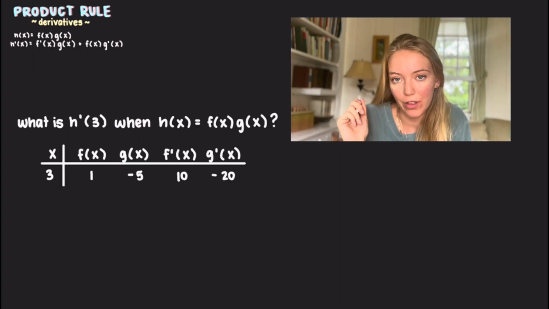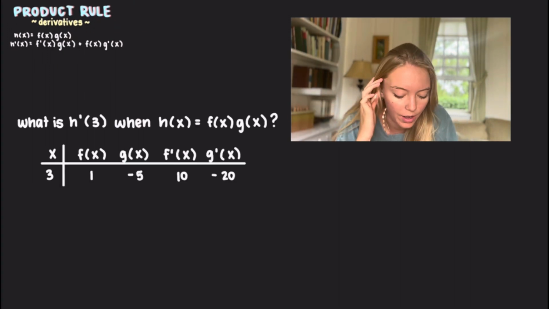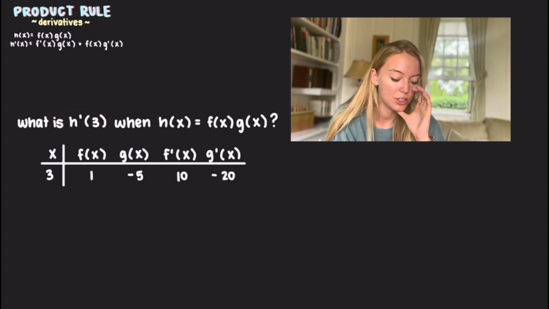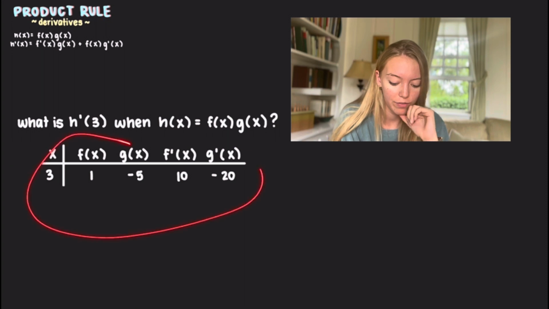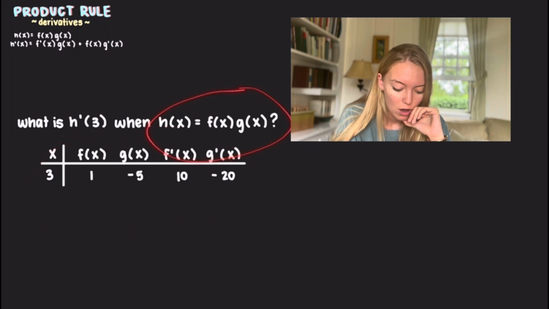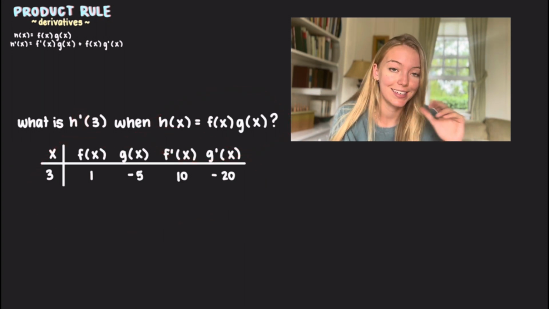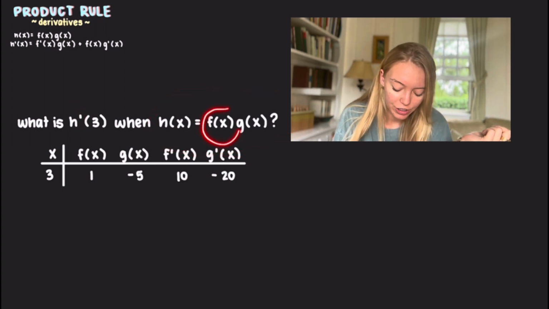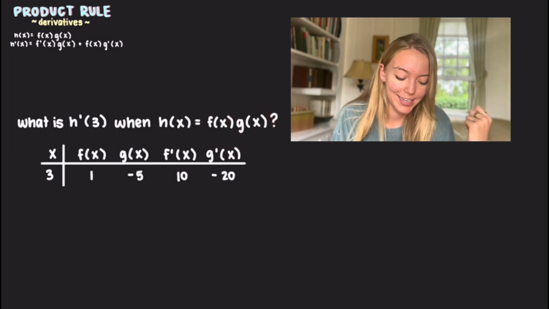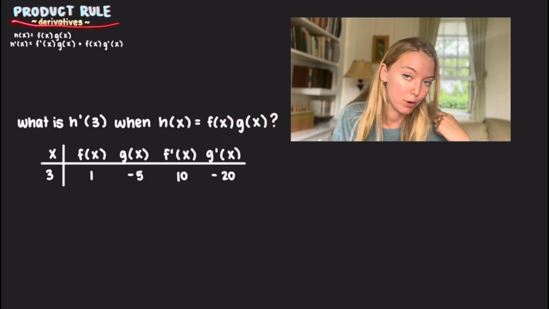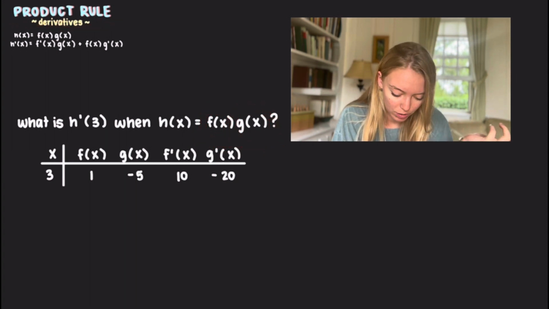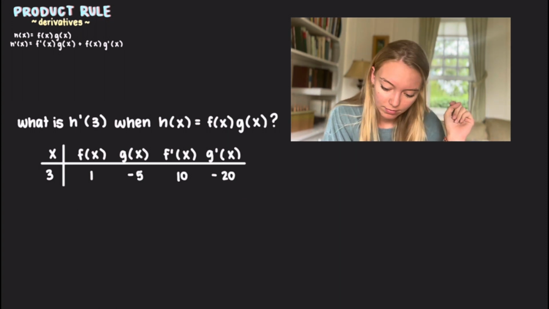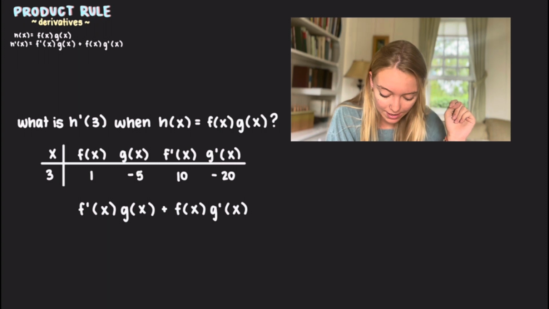I see this problem all the time on homework and sometimes on tests and quizzes. Basically, they're like, okay, what is h prime of 3 if you have all of these values and this is the function? Well, h prime, that means we need to take the derivative of h. So h is a function with two functions being multiplied together. So we know that we're going to have to use the product rule. So what's the product rule? We've been doing it this whole time. What's the product rule? Do you know it? Okay, so this is it.